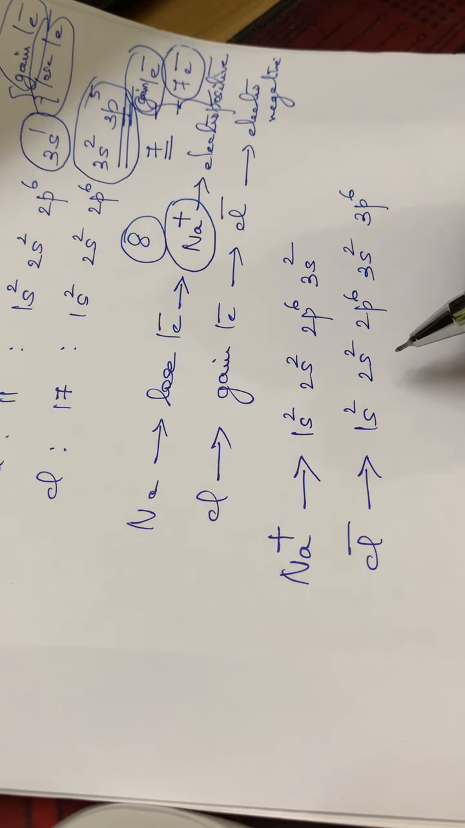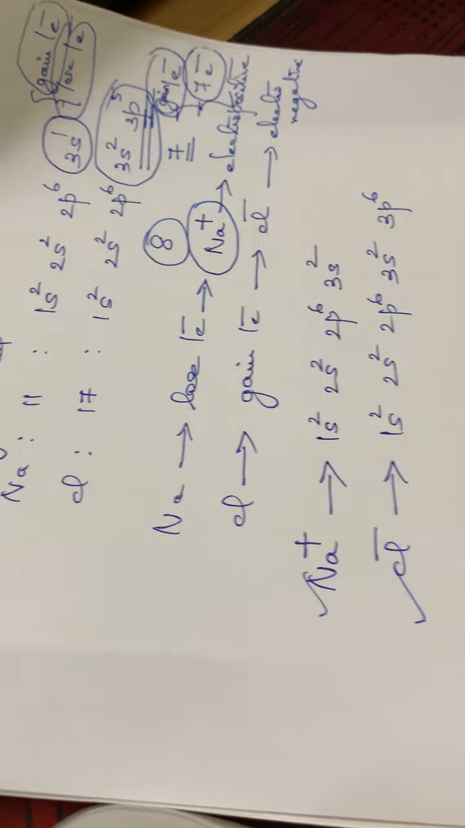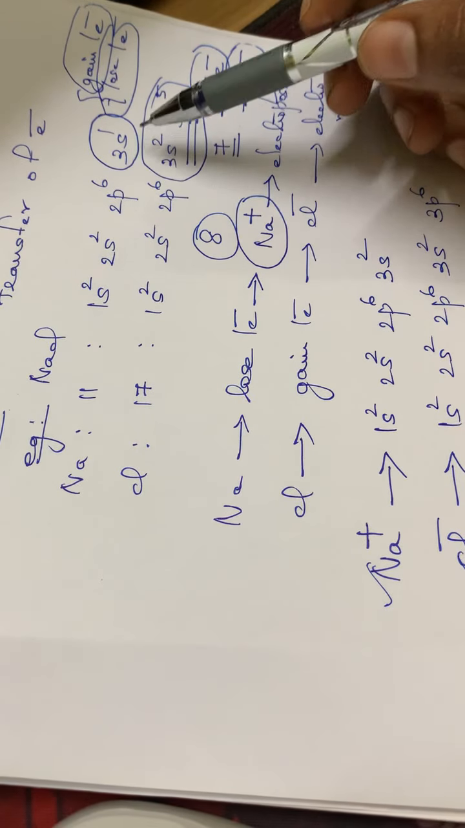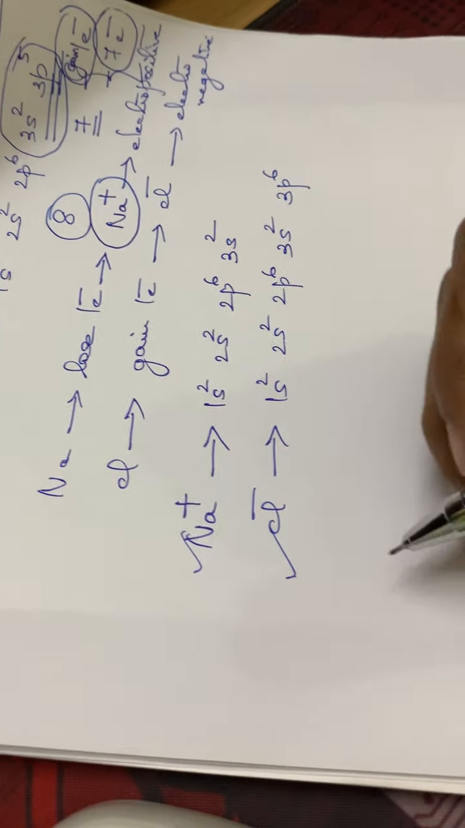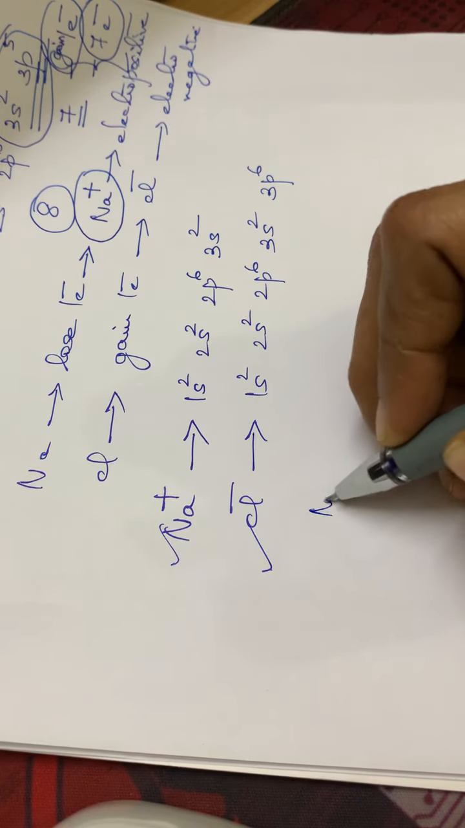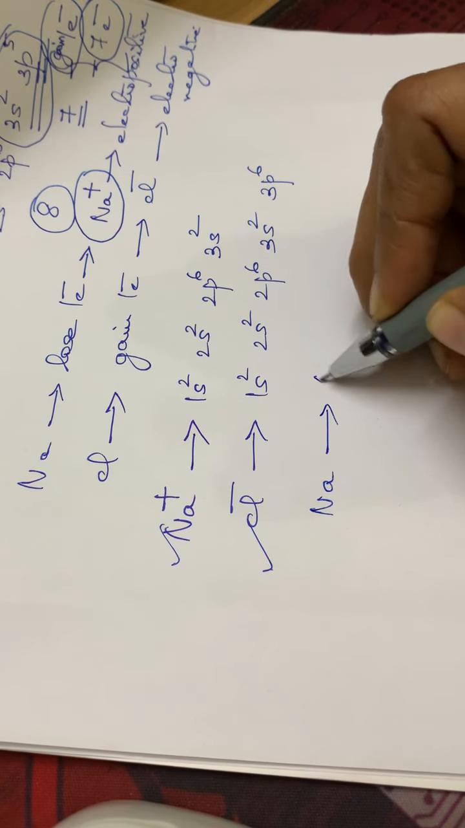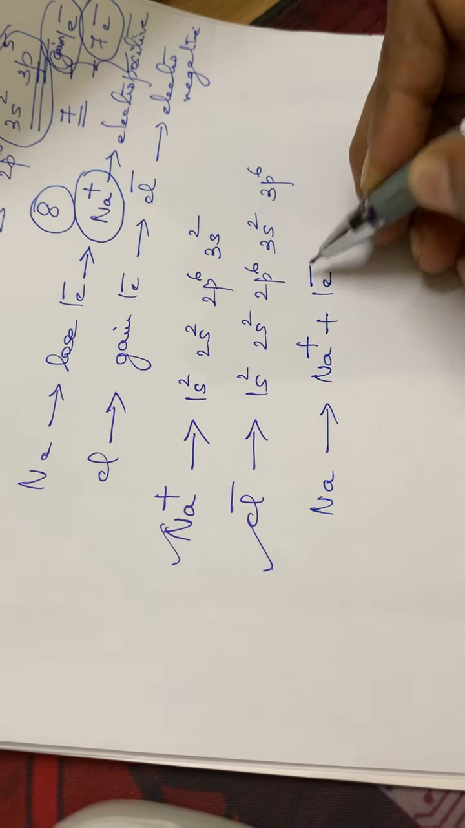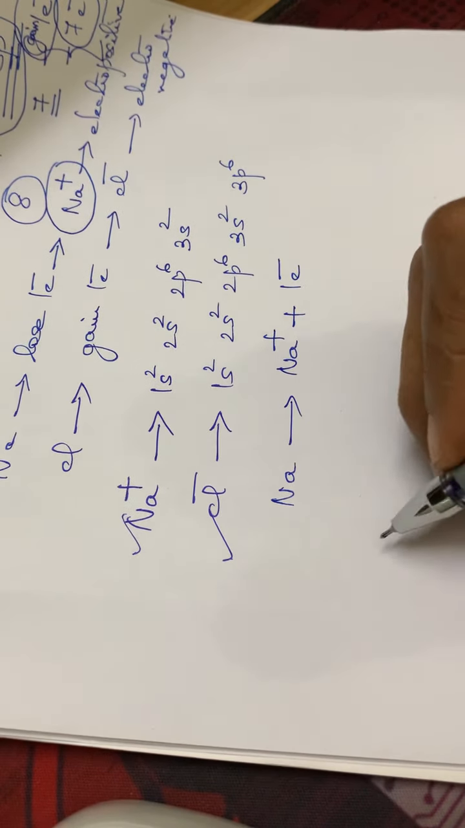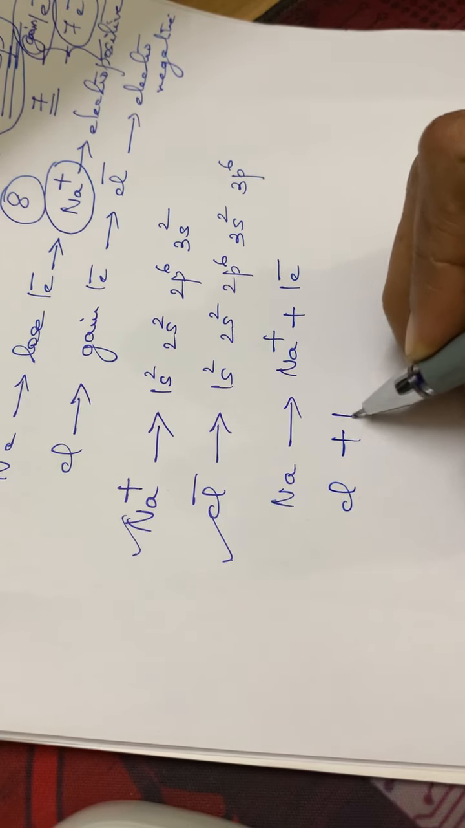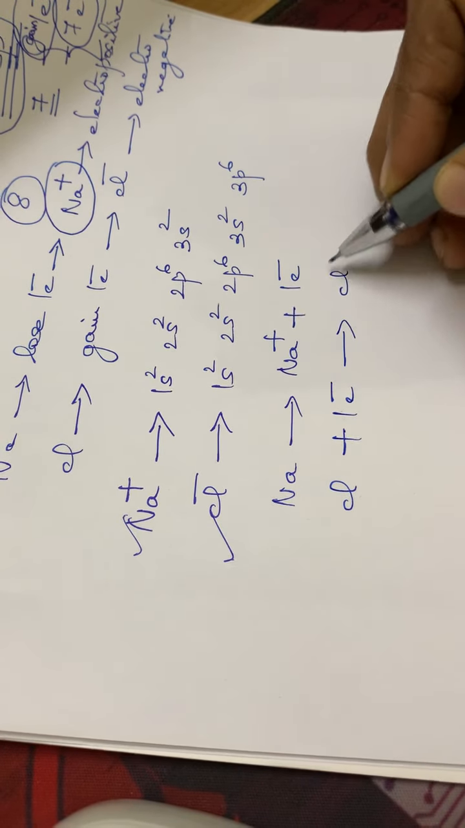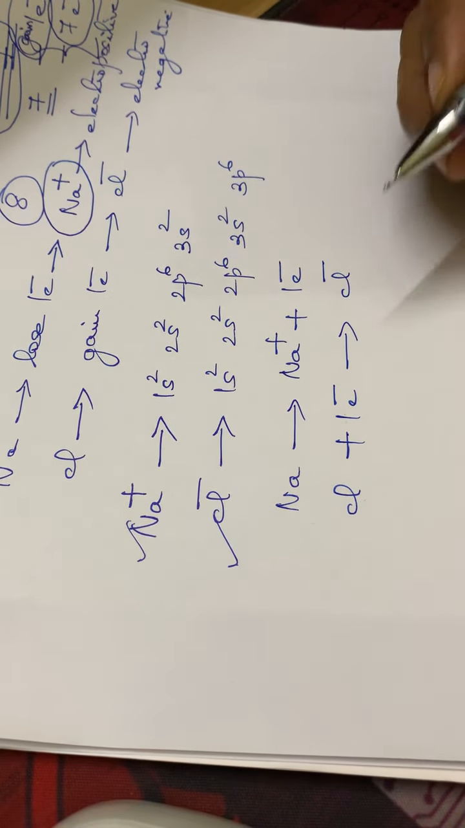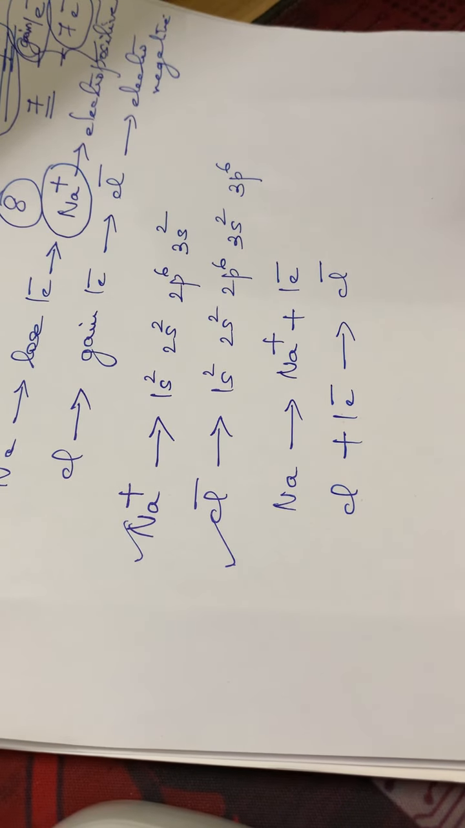So this is the configuration for Na plus and Cl minus, and it is different from that of Na and Cl. We can write the equation for both the sodium and chlorine atoms. Sodium loses one electron, forming Na plus. For chlorine, it adds one electron and becomes Cl minus.